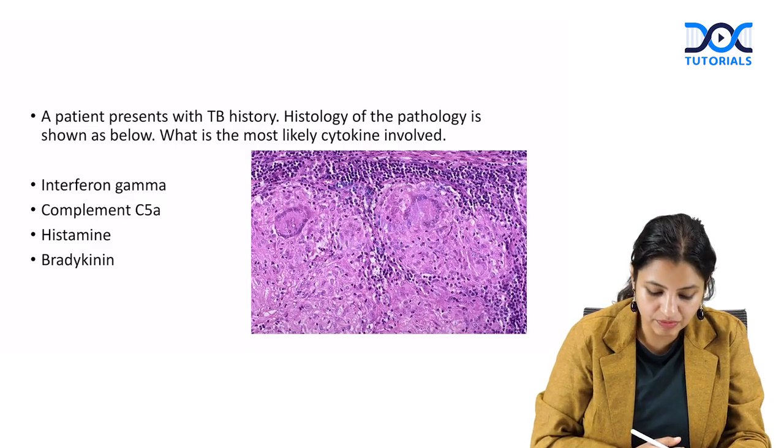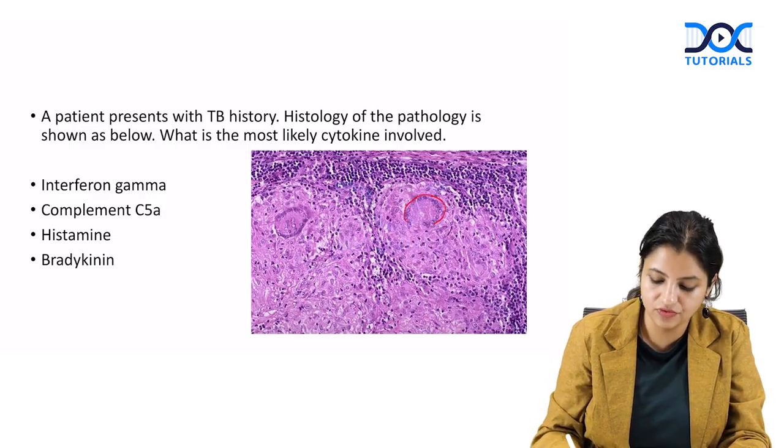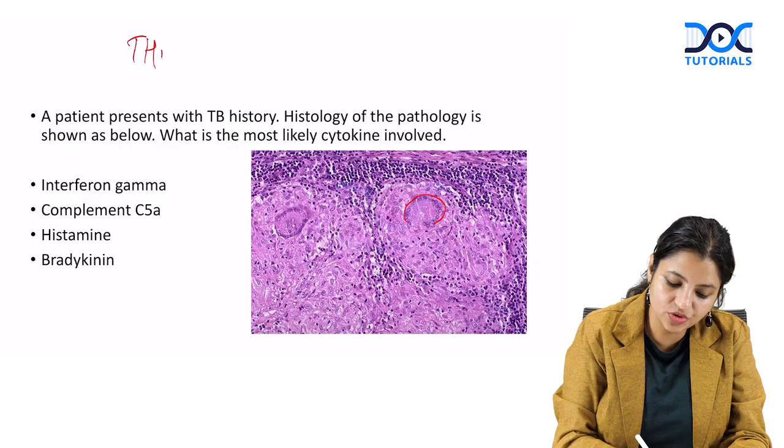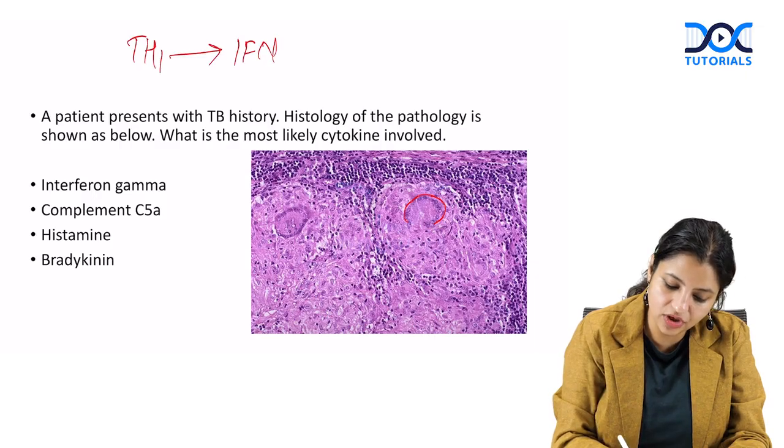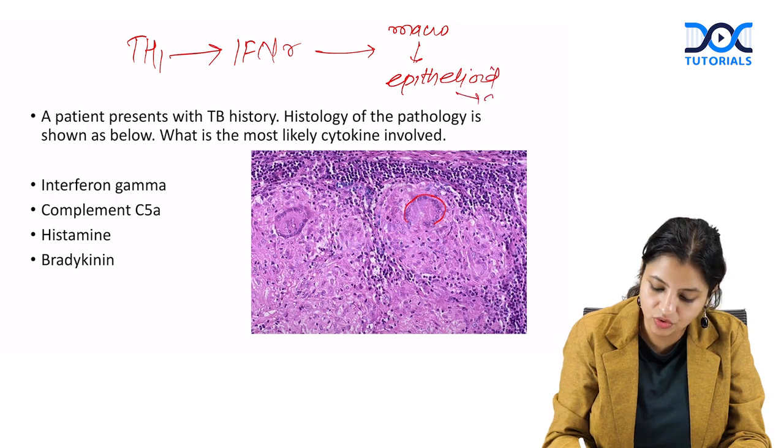The patient presents with a history of tuberculosis. The histopathology is shown below. You can see a lot of Langhans giant cells, and a cytokine which is involved. All of you know that in TB, Th1 cells are activated, which release interferon gamma. These are the ones which will change the macrophages into epithelioid cells, and this will form the granuloma.